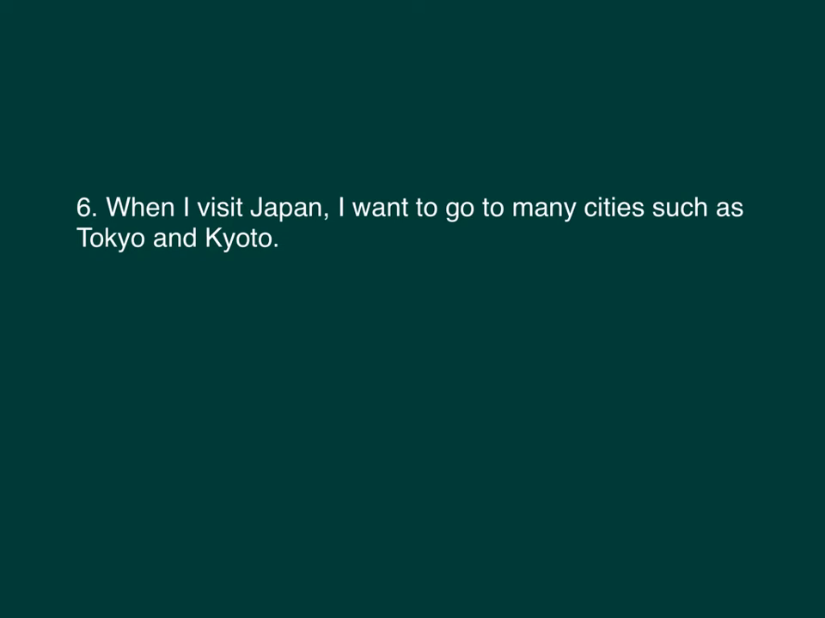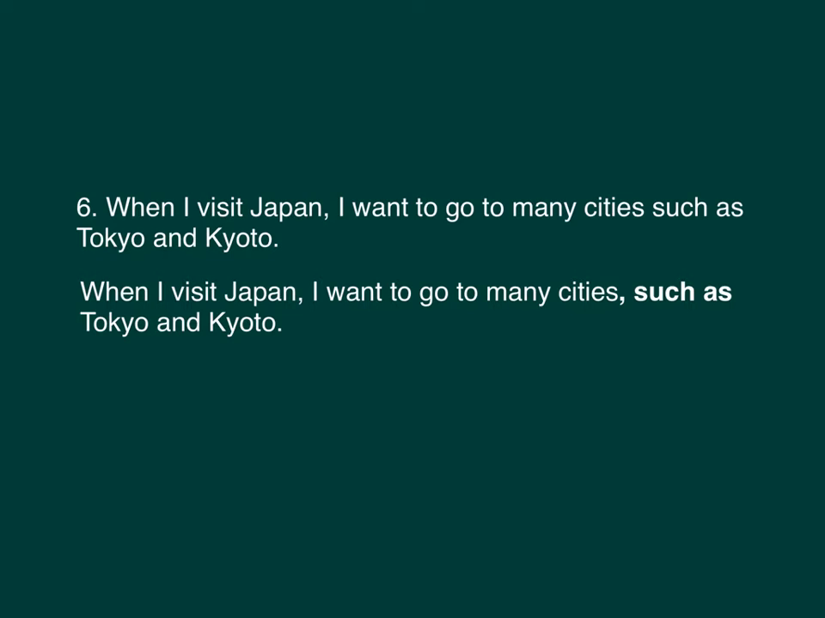Let's take a look at the answer. Indeed, there is a small error in the sentence. It should be, when I visit Japan, comma, I want to go to many cities, comma, such as Tokyo and Kyoto, period. In this particular scenario, we can see that such as is actually at the end of the sentence rather than within or in the middle of the sentence. So therefore, in order to make the list of the cities, Tokyo and Kyoto, more apparent, we will need to have a comma before such as to introduce the two cities in the sentence.